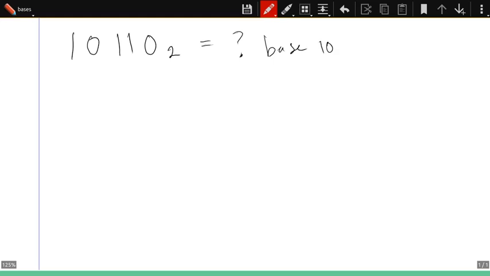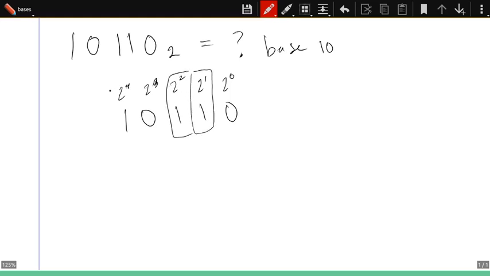Well, we can consider each of the places. So we have 1, 0, 1, 1, 0, and this is the 2 to the 0 place, the 2 to the 1 place, 2 squared place, 2 to the 3rd place, and 2 to the 4th place. And so we have a 1 here, and here, and here. So these are the places we need to add up.